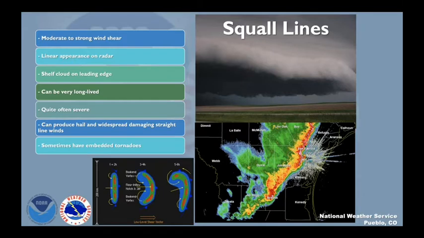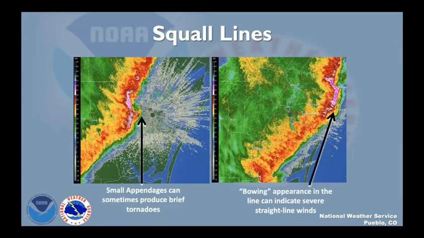Just looking at this right now, we'll get a closer view of it, but you can kind of see this appendage right there, and it's moving in this counterclockwise way. Very ominous. This may be a tornado right here. Oh, well, there you go. There is a tornado right there. So these are things that we have to keep an eye out for when we're monitoring radar.